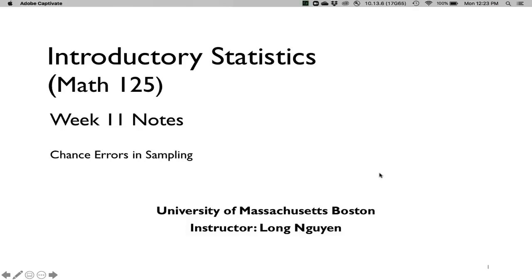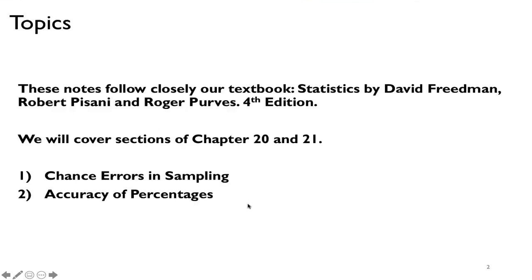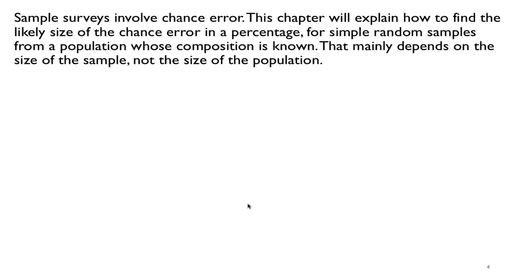In this week, we're going to talk about chance errors in sampling. We'll cover chapters 20 and 21. We're going to discuss sample surveys, and surveys tend to involve chance error, and we'll talk about how to find the likely size of this chance error. And especially we'll look at simple random samples from a population where we know some information, and it turns out that we can see that this chance error actually depends on the size of the sample but not the actual size of the population, which is interesting.